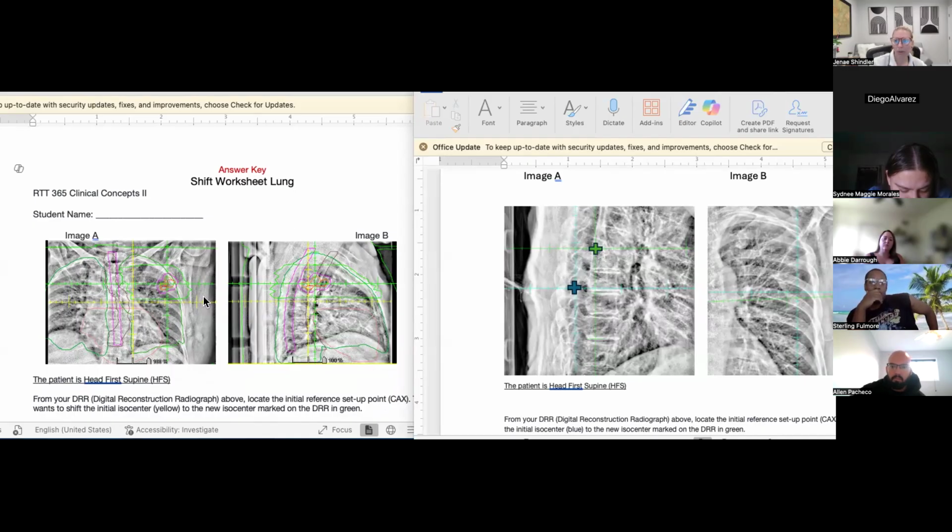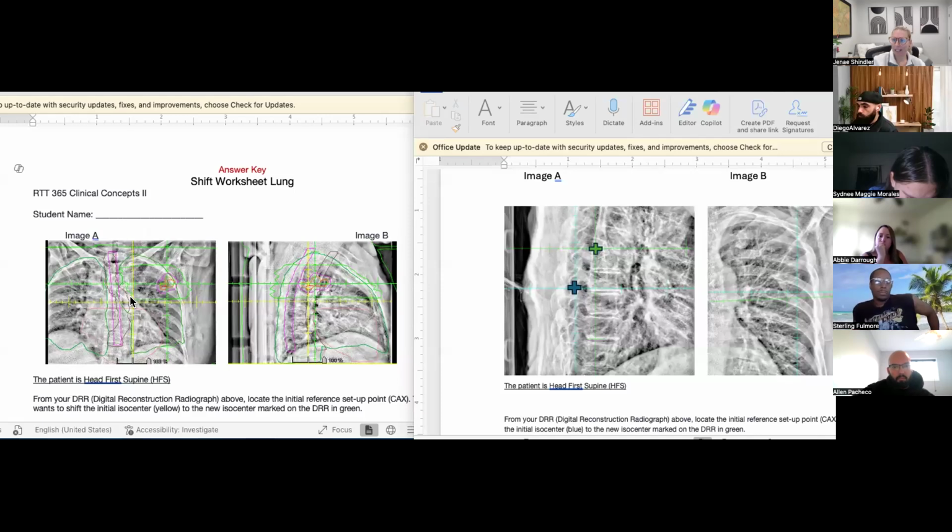The homework assignment is a KV pair, meaning this was taken at the exact same time. I know that because my isocenter lays at the same spot. So on a KV pair, I shoot an AP and a lateral 90 degrees apart, and that's how I get those two. So these are the same images on a KV pair.